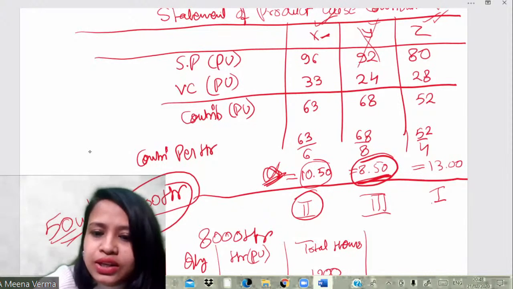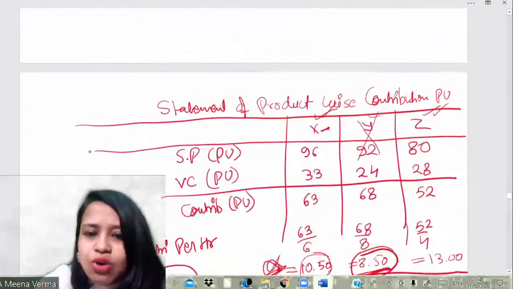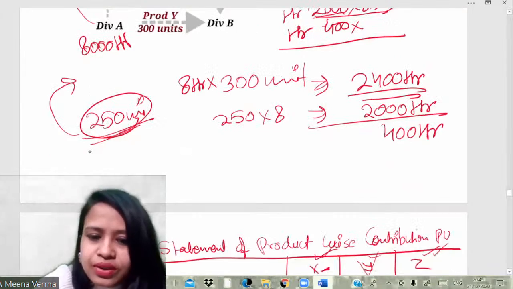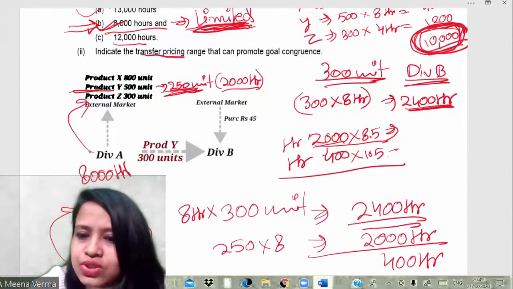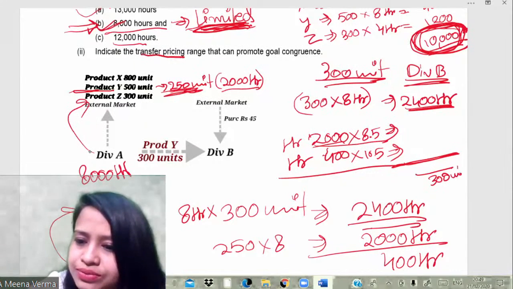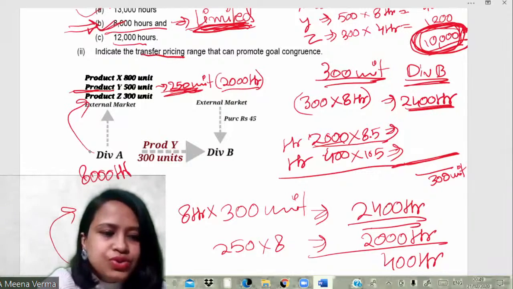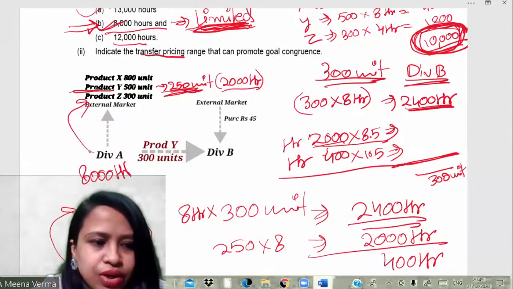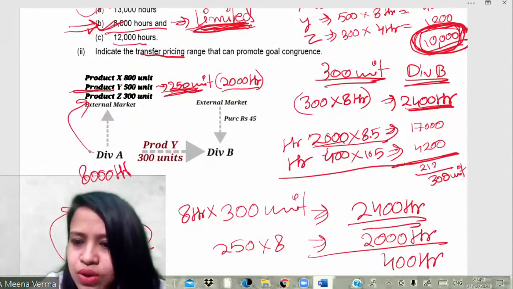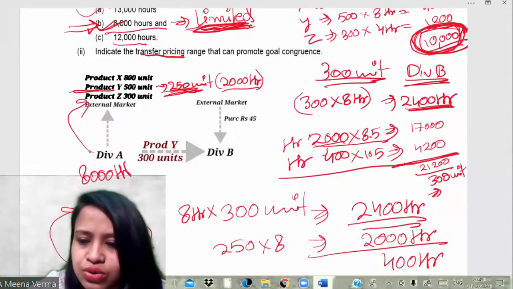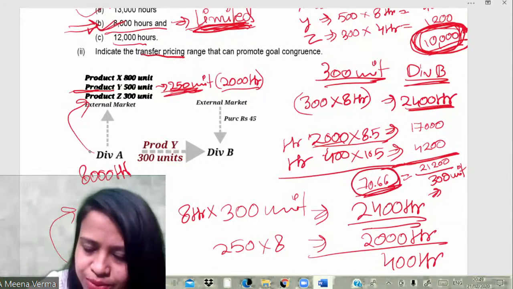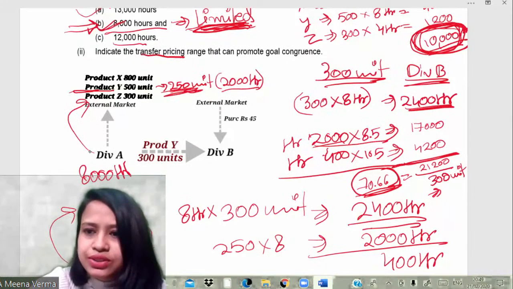The contribution per hour you are earning here is 10.5. For the remaining 400 hours, how much contribution are you losing? This is 10.5, so this is the contribution you are losing. This is the total contribution which you are losing, which you want to recover from the 300 units. What are these values? I think this is 17,000 and this is 4,200 and the total value is 21,200. Okay, so the contribution per unit which you are losing here is 70.66. Okay, this is the contribution per unit which you are losing and which you want to recover.